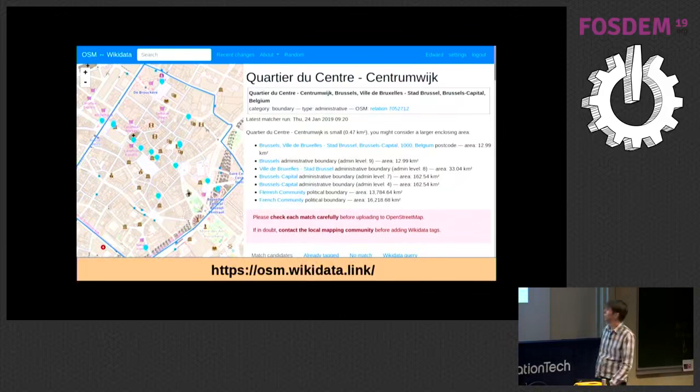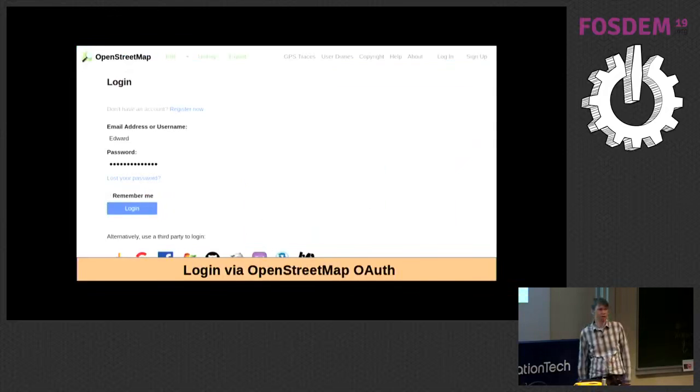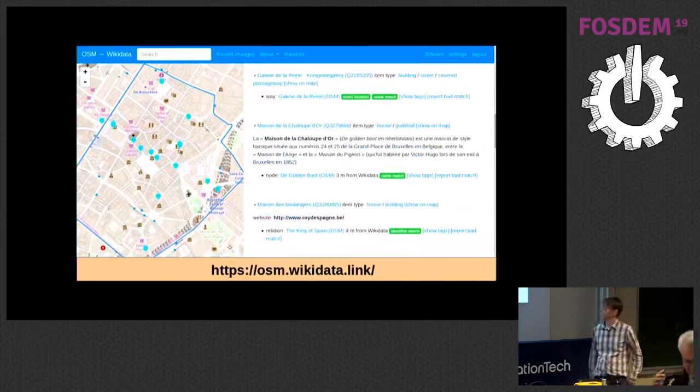So if I scroll down the page, I get a login button. I hit the login button, and that takes me to OpenStreetMap, and I log in with my OpenStreetMap credentials using the OpenStreetMap OAuth. I come back to the same page. And then if I scroll down, these are the suggested matches.